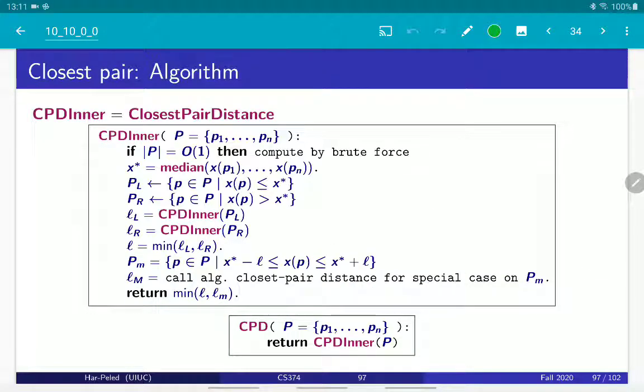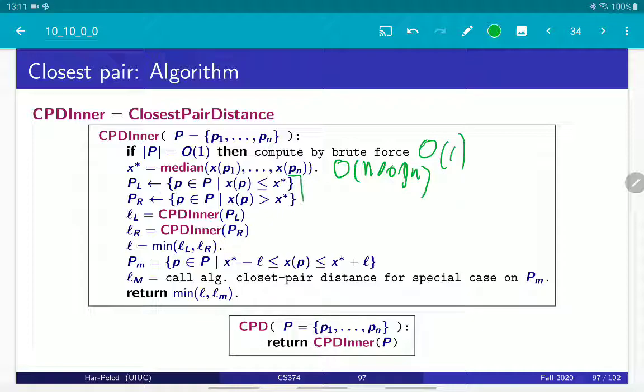Okay, so now here's the algorithm for the whole point set, right? It's a recursive algorithm, divide and conquer. If the number of points is a constant, we just compute it by brute force. We look over every pair and find the distance. So this takes constant amount of work. Then we find the median point according to the x-axis. So we can just sort the points and do it in n log n time. I'm not worried about this at this point.